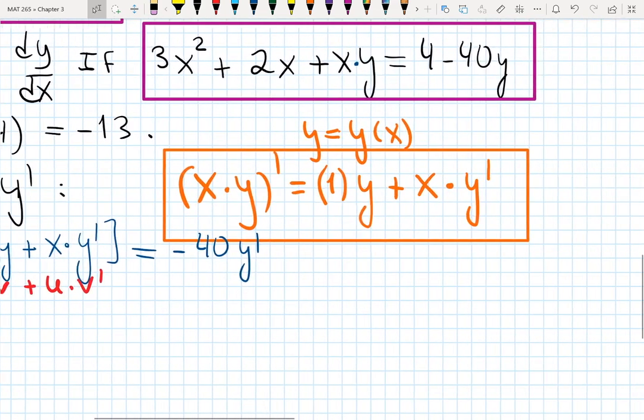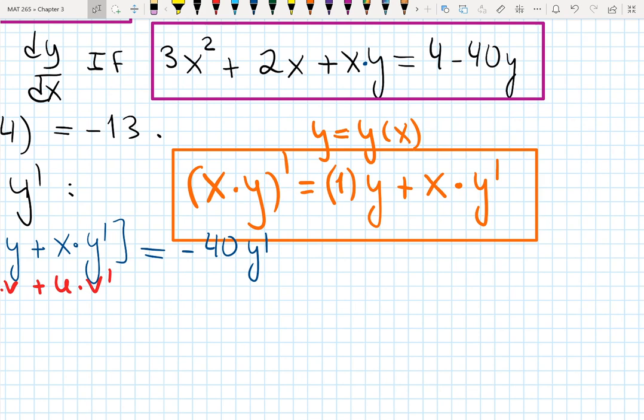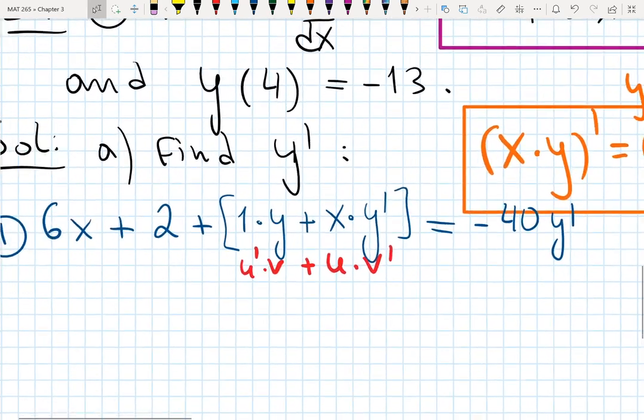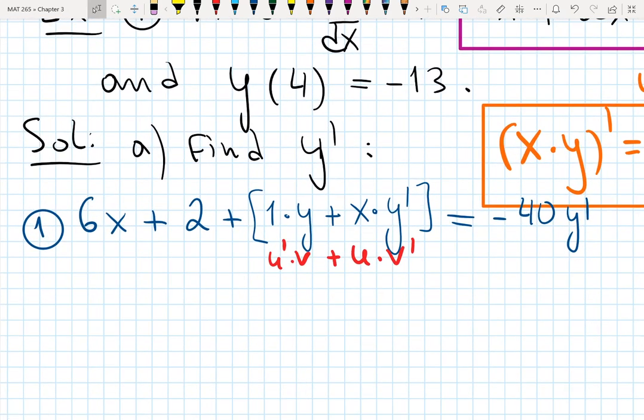Questions, what do you think? Derivative of negative 40x is negative 40. Derivative of negative 40y is negative 40y prime. That's the big difference. That was step 1. Questions, what do you think? Not too bad. But you have to practice a lot to make sure it's perfect.